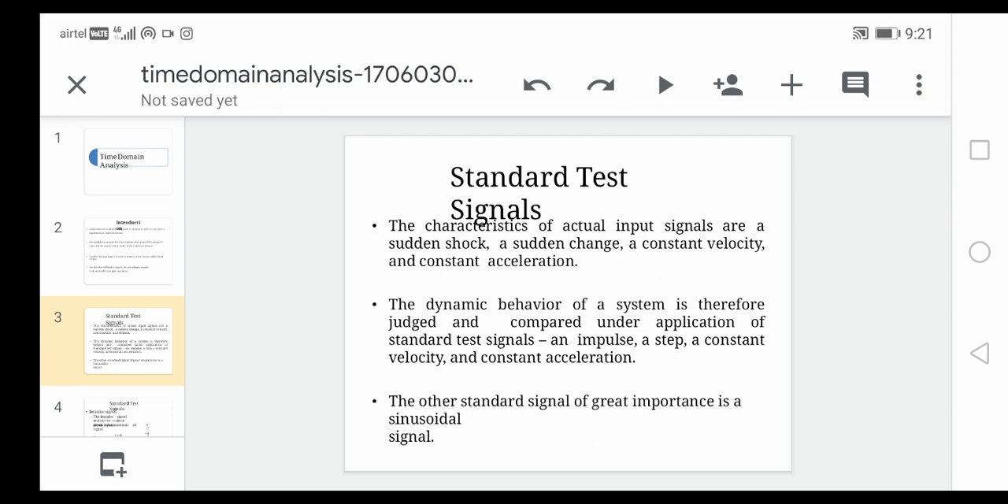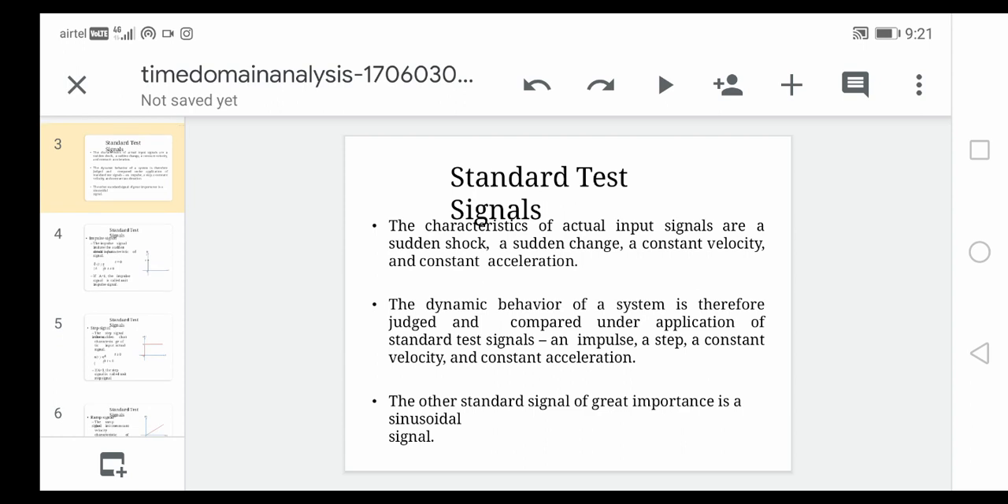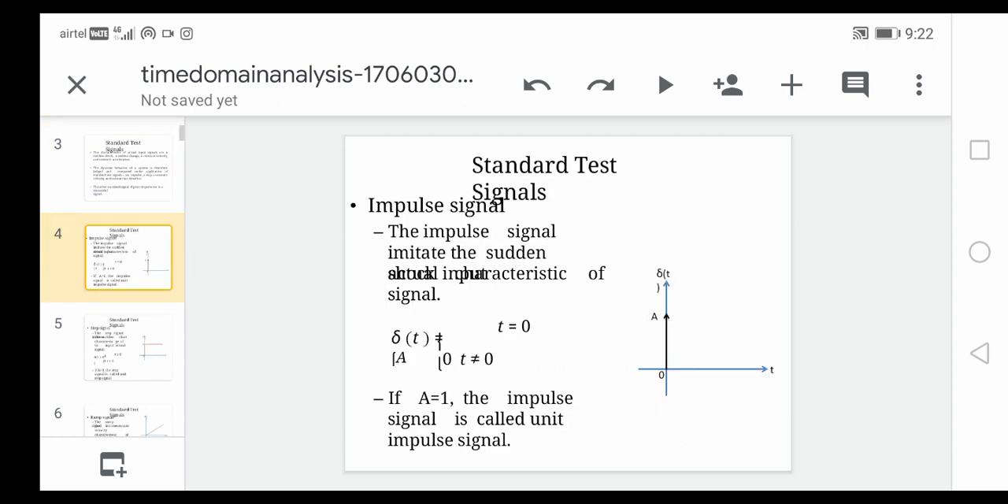The other standard signal of great importance is the sinusoidal signal. Apart from these test signals, we also have sinusoidal signals. First, we need to know the standard test signals. In that part, we have the impulse signal.